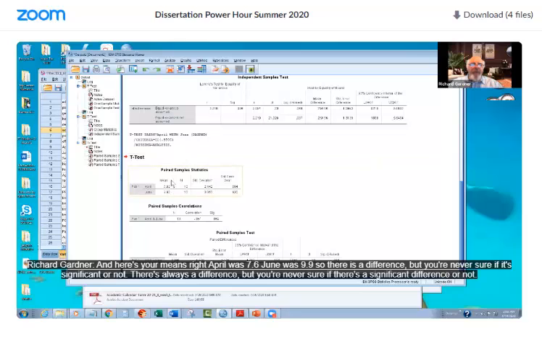And here's your means, right? April was 7.6. June was 9.9. So there is a difference. But you're never sure if it's significant or not. There's always a difference, but you're never sure if there's a significant difference or not.